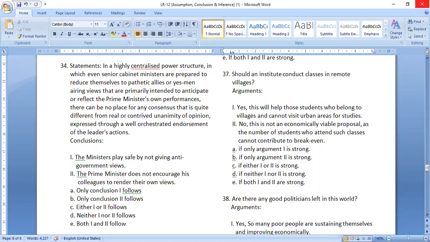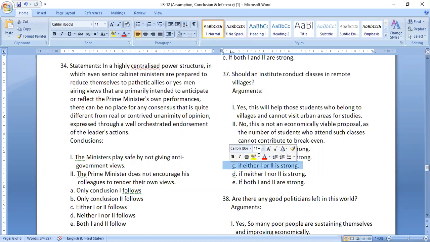Meaning that if the strength of one makes the other weak, then that's not what we're looking for. They both are strong in the same direction. That is to say, they're independently strong. So if one is strong, then two is weak. If two is weak, then one is strong. Very good. So I think it's either one or two is strong.